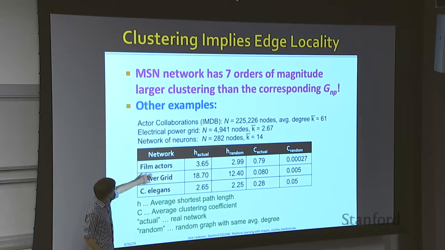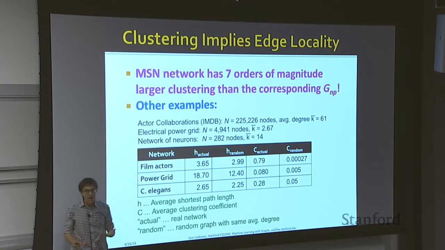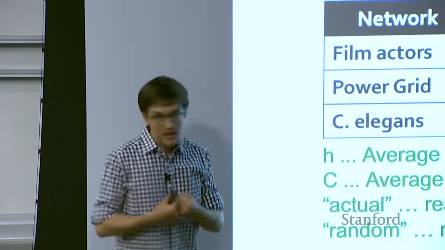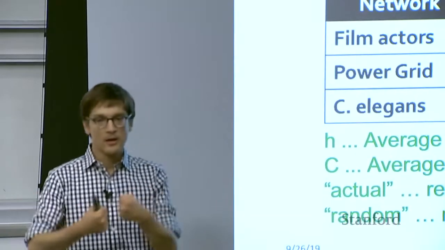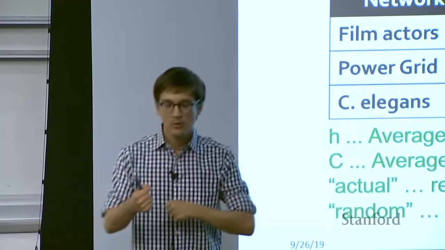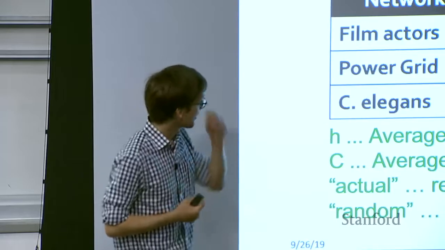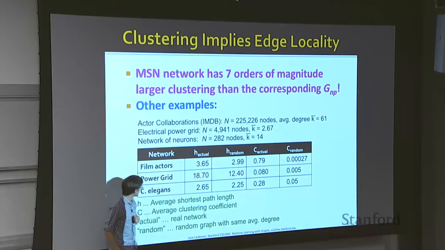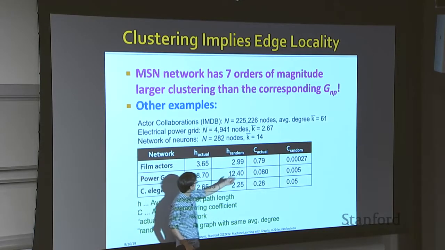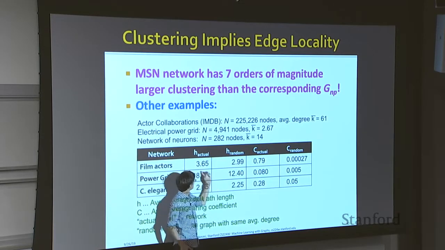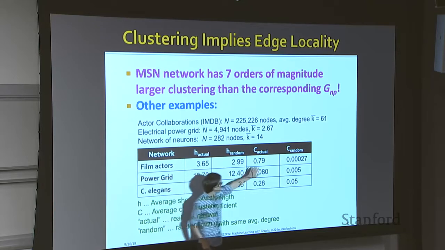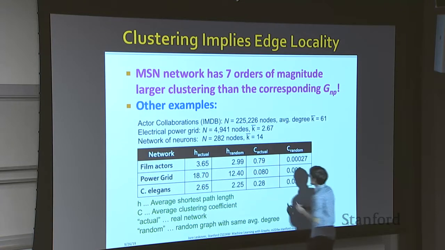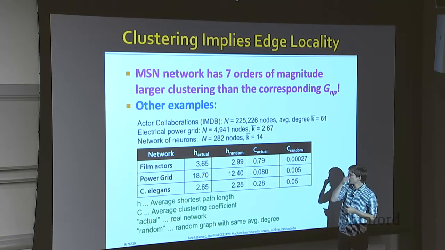Okay? And one is a network created from IMDb, the Internet Movie Database, where every actor is a node, and 2 actors are connected if they co-appeared in a movie. So it's an actor collaboration network. If you ask what the shortest path is, the average is 3.6. You ask what it would be in a random graph, it would be 3, very close, but a bit less. What's the clustering coefficient? 0.8. What would it be in the random graph? 3 orders of magnitude less.